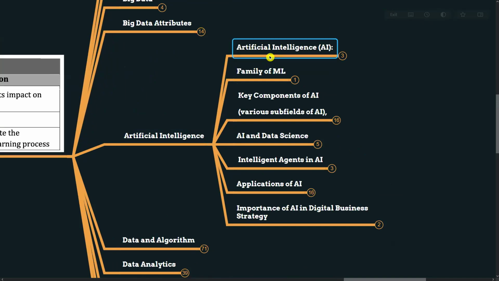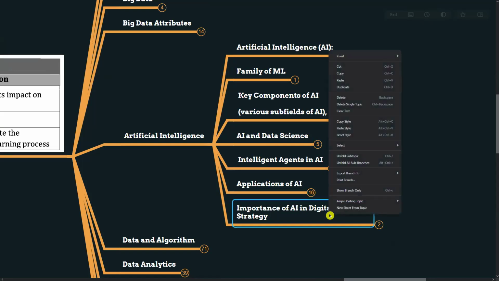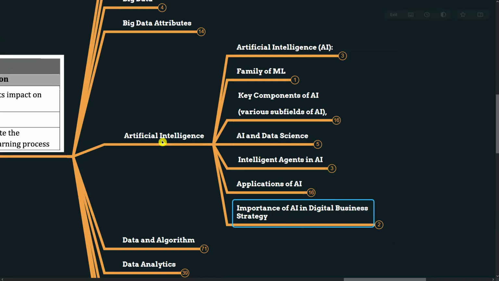And we will cover artificial intelligence, which we will simply call AI, and machine learning, which we will simply label as ML. And the key components of AI, artificial intelligence, what the subfields of AI are, and what it means by artificial intelligence. And most of you might have heard about data science, so what it means by data science, and intelligent agents in artificial intelligence. And what the applications of AI are and the importance of AI in digital business strategy. So these are the areas we are going to cover under the artificial intelligence section of this chapter.